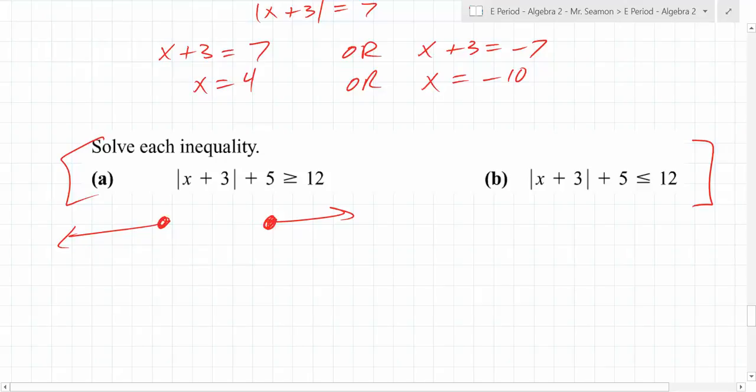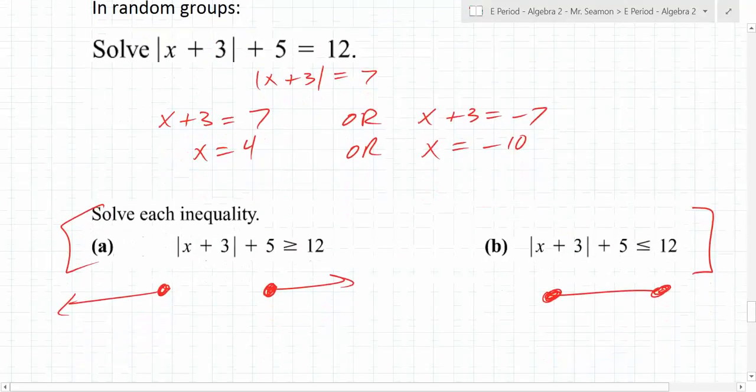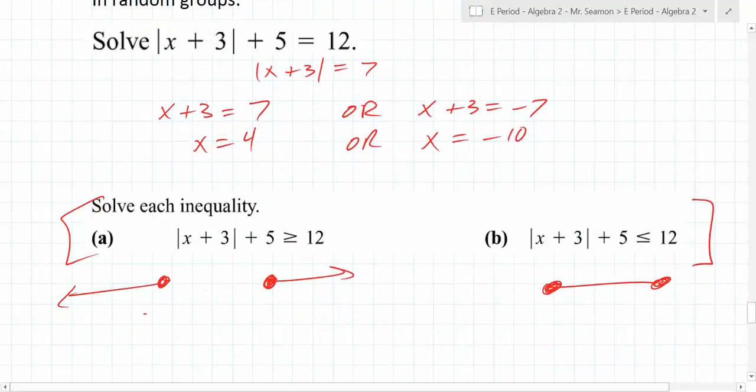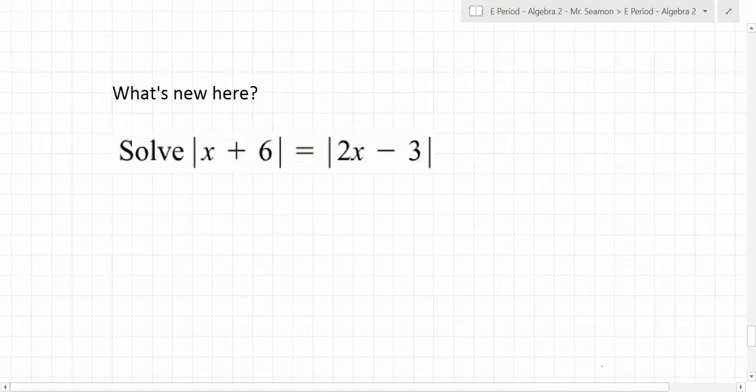What about over here? You have a dot. Do you actually already know what the values are for the closed dots? We just figured it out up here. What are they? -10 and 4. In, out. That's it. That's all that changes. All you're going to set up is this.